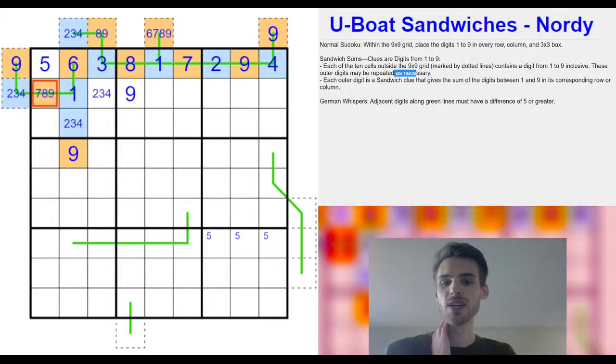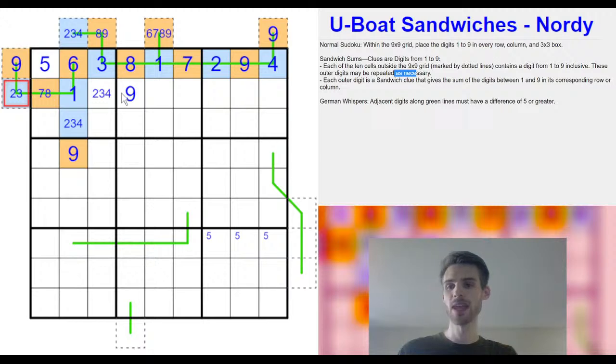This can no longer be a 9. So this can no longer be a 4. Sometimes I try to talk too fast and it just goes poorly. There's a 3 and a 2 in here, so this is now a 4, so this is a 4, this is a 9.